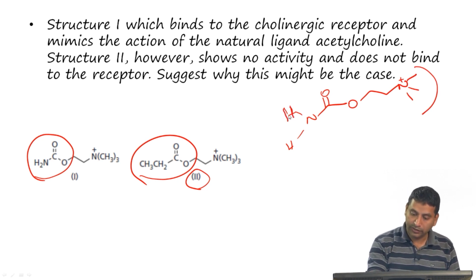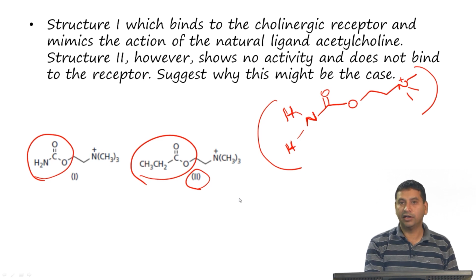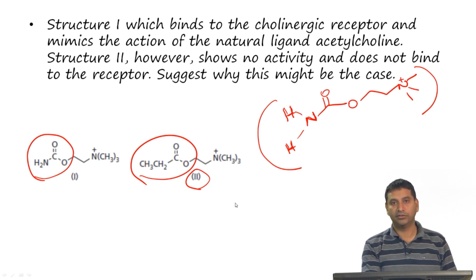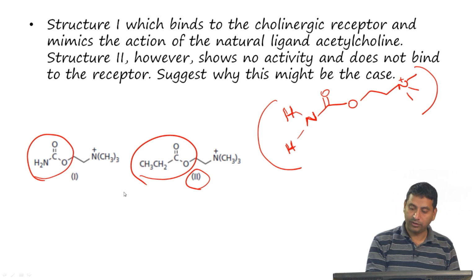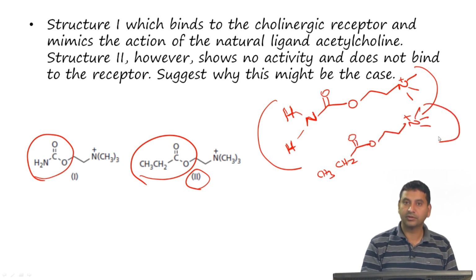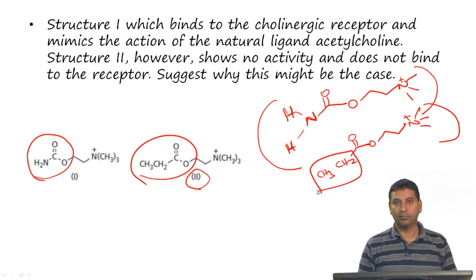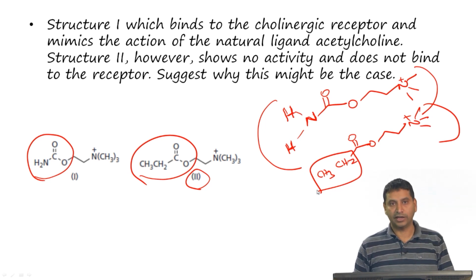So, it is quite likely that this hydrogen and this NH2 group are very important. We know perhaps that there is some hydrogen bonding interaction over here that does not happen in the case of the ethyl. So, here you have CH2, CH3, C double bond O, and the rest of the molecule is the same, right. So, it is quite possible that there is an important hydrogen bonding effect that is important for the receptor to bind to the ligand, which does not happen in the case of the second molecule.